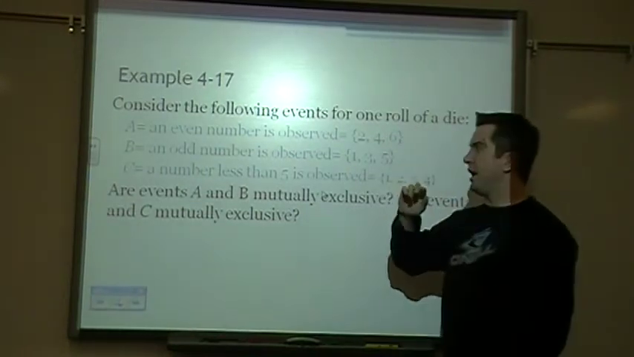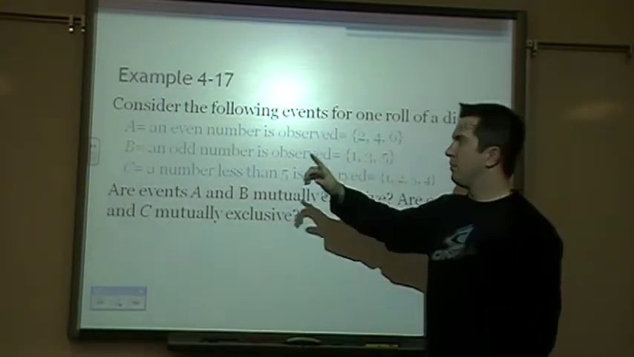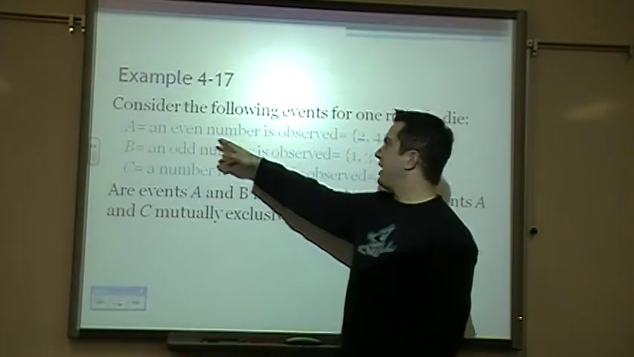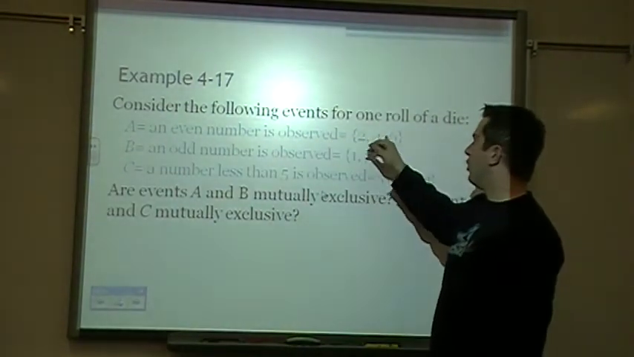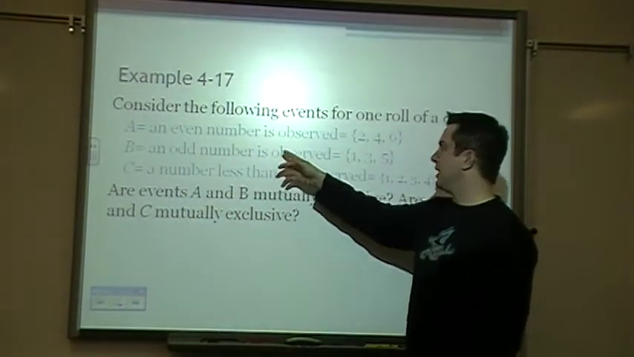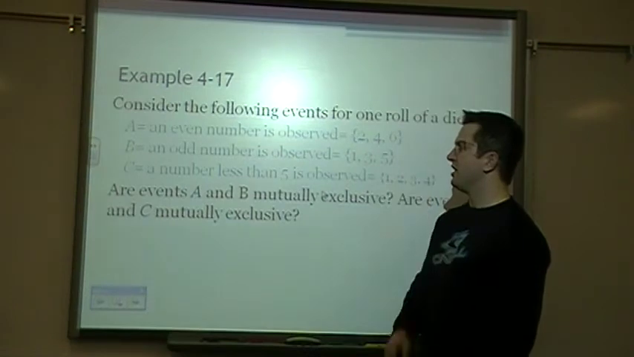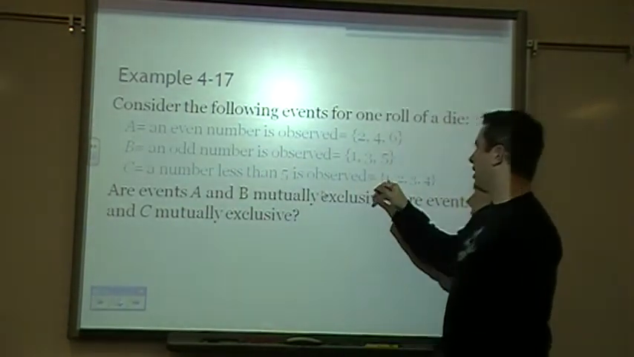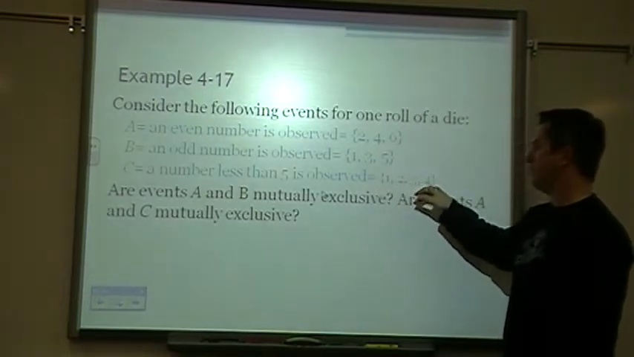We're going to roll the dice one time. So the first thing we want to know is A is equal to an even number being observed, a 2, 4, or 6. B is an odd number being observed, a 1, 3, or 5. And then C is equal to a number less than 5 is observed. So your outcomes are 1, 2, 3, 4.